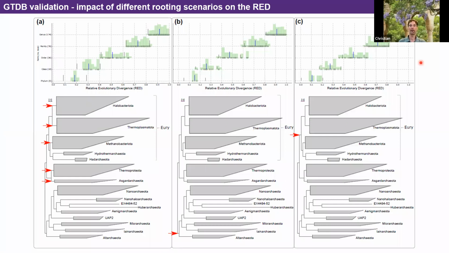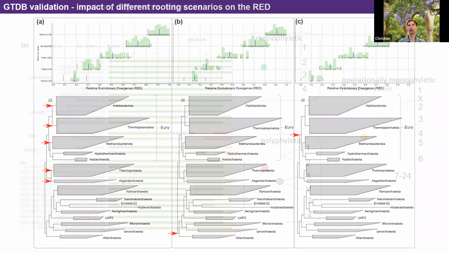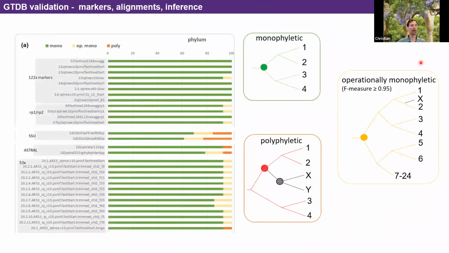The other question is, okay, well, what if your system is based on a tree? What if you use different markers to calculate the tree, different alignments or different inference methods? So we also tested that. And before I go into this, I should show you the color code that I'm using in the next slide.